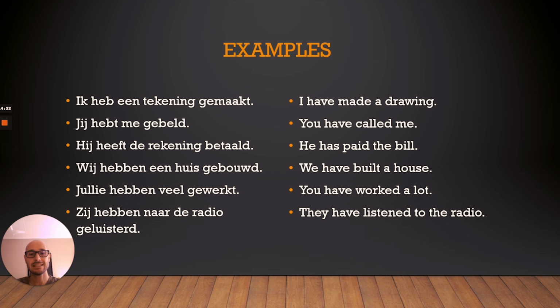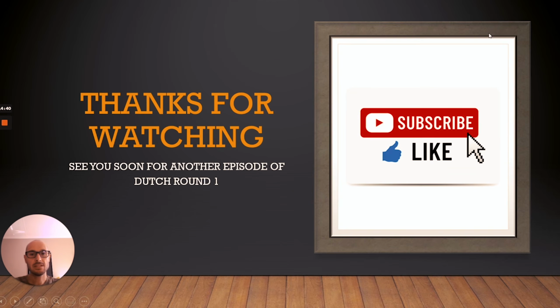Okay, so these are the examples. What I want you to take away from this: put your past participle all the way to the end, and your auxiliary verb, hebben or zijn, again, 95% will always be hebben, you will put in front of the sentence next to your subject. So basically this was the lesson for today.